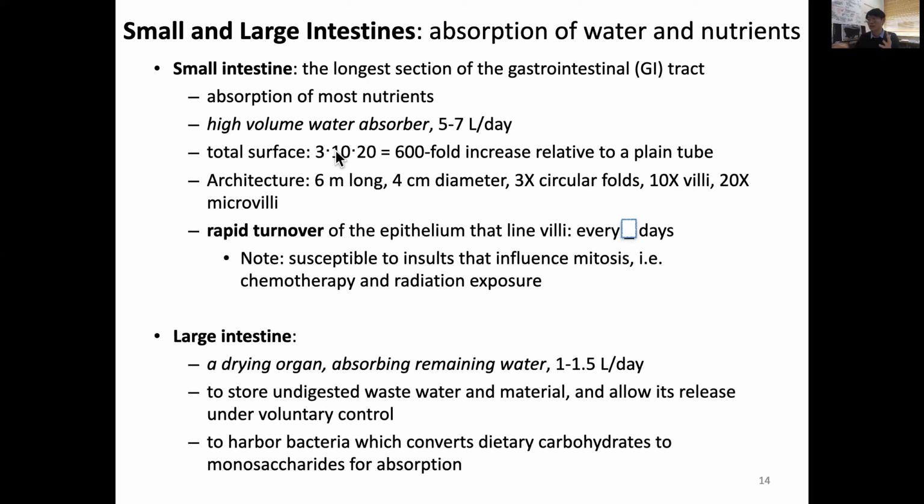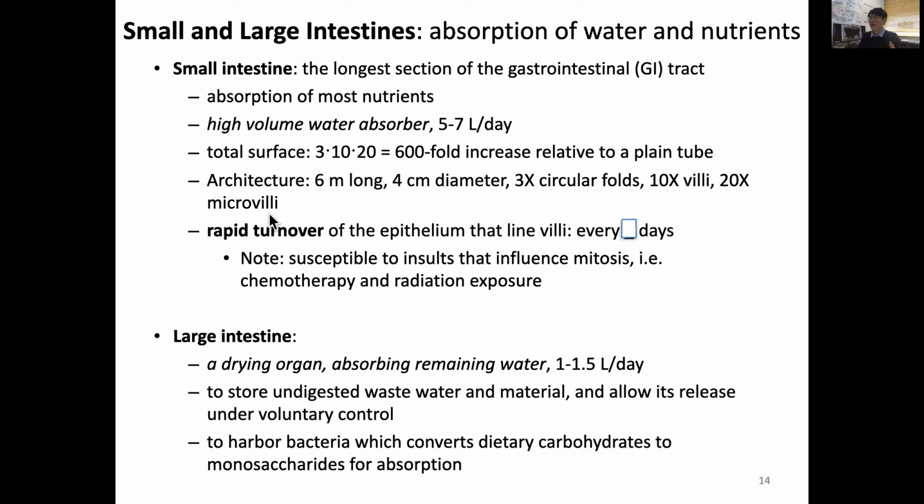And that increases it another 20-fold, which results in about a 600-fold increase in the surface area relative to a plain tube. So this is a strategy that our small intestine is adopting. That architecture is about 6 meters long and several centimeters in diameter, with 3-fold circular folds, 10-fold villi, and 20-fold microvilli. And very importantly, this is constantly meeting outside food products or sometimes toxins and harmful substances that we take in.